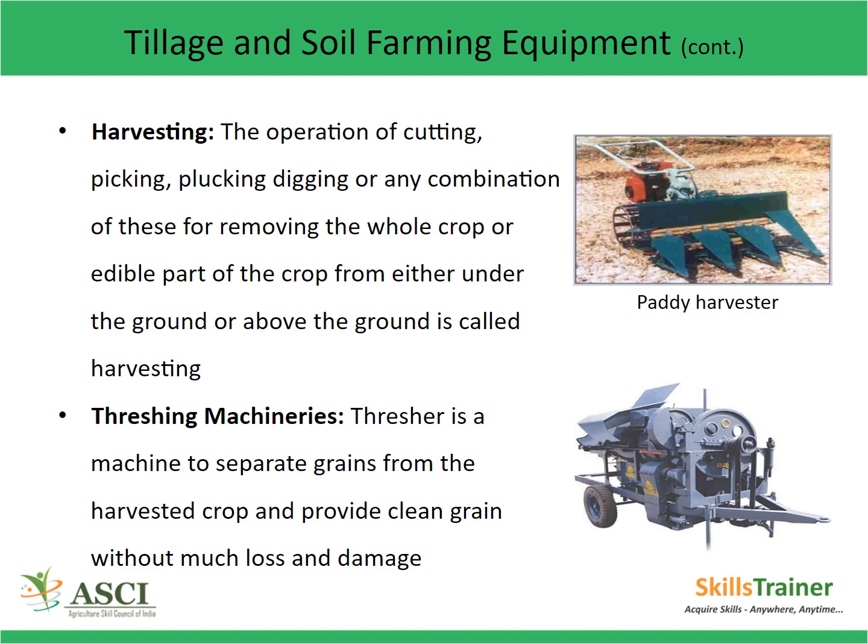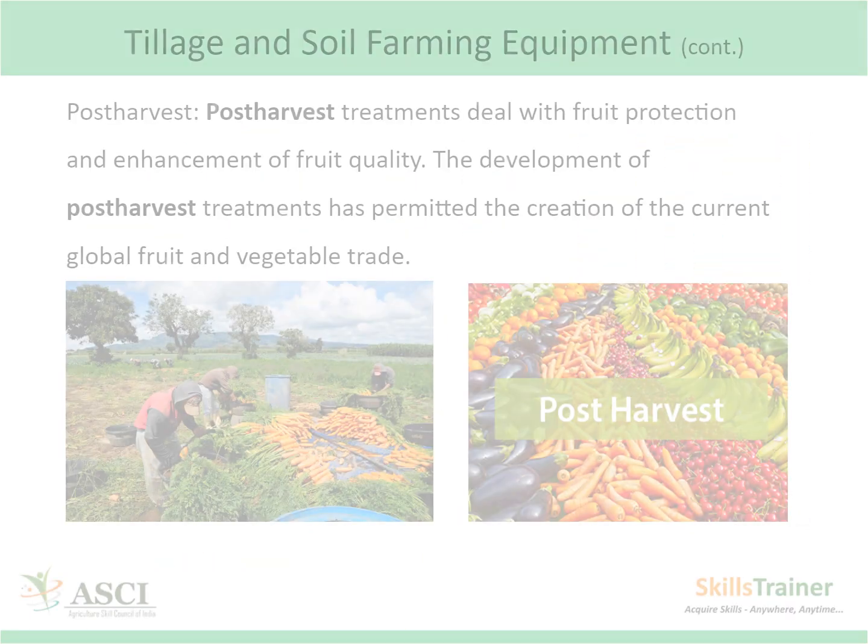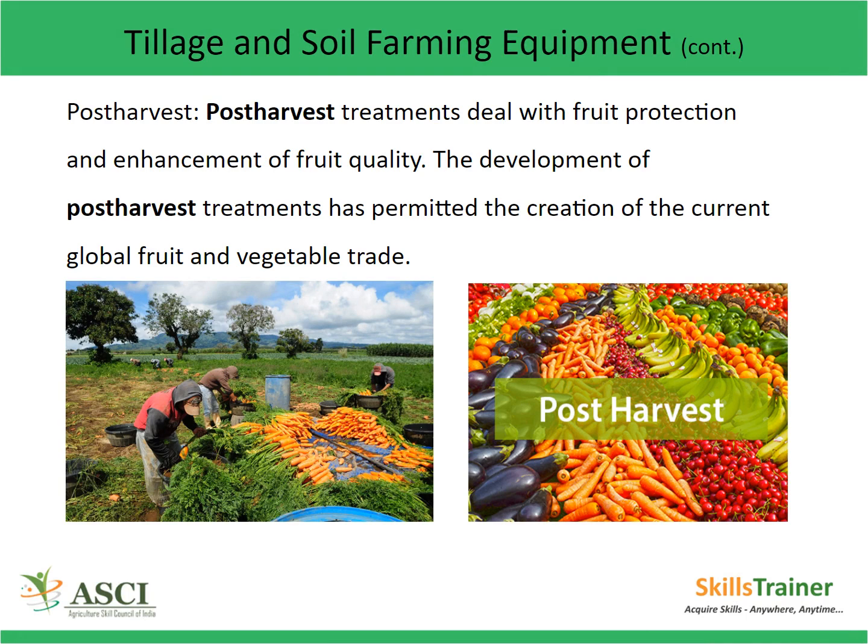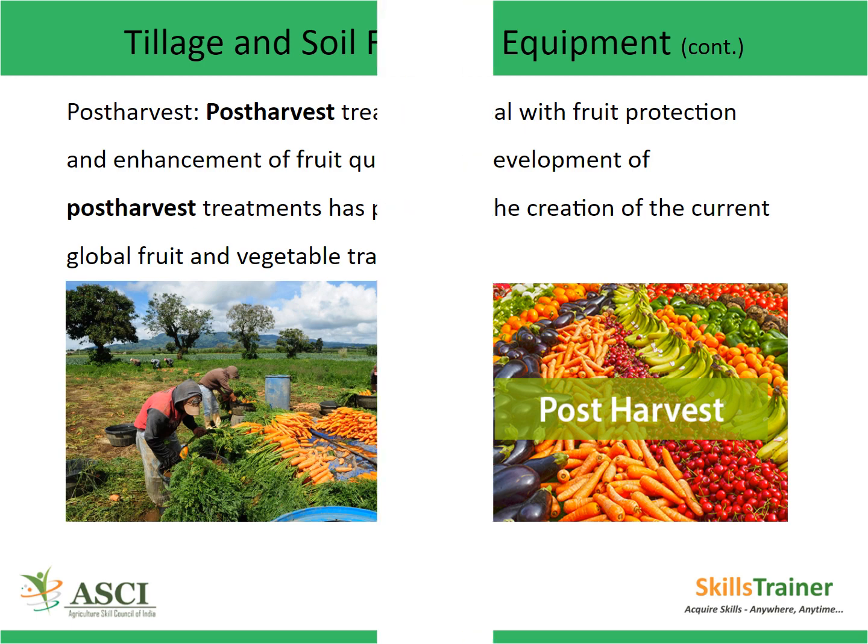Threshing machines. A thresher is a machine to separate grains from the harvested crop and provide clean grain without much loss and damage. Post harvest. Post harvest treatments deal with fruit protection and enhancement of fruit quality. The development of post harvest treatments has permitted the creation of the current global fruit and vegetable trade.